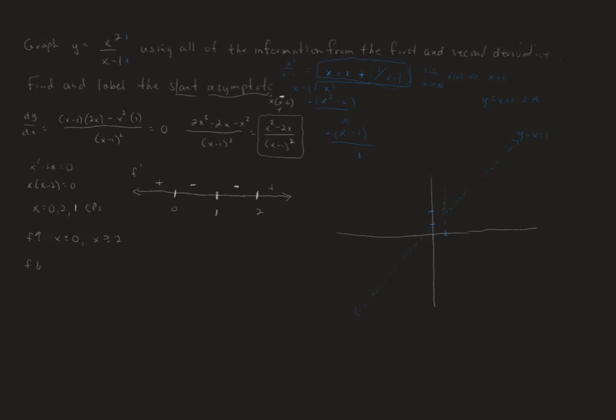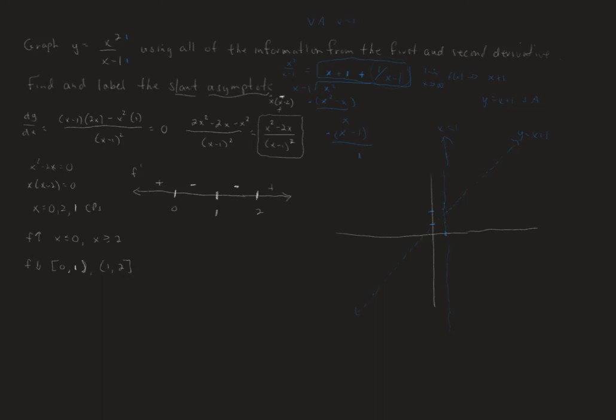We're going to have a vertical asymptote at x equals 1, because that's where the denominator is going to be equal to 0. And so when we say it's decreasing, we're going to include the 0, but we aren't going to include the 1 because the original function is not defined there. And so we'll go from 1 to 2, including the 2, but not the 1.